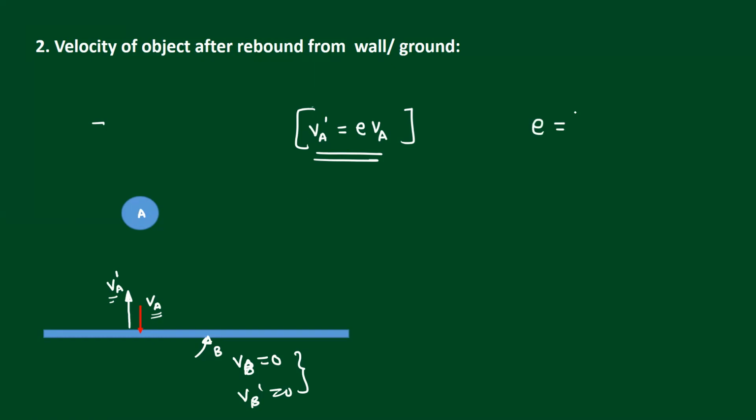The first equation is E is equal to (h dash upon h) raised to 1 upon 2n, so we can determine the height of an object after n number of bounces. And the second equation is Va dash is equal to E into V, so we can determine the velocity of any object on rebound from the wall or from the ground. So let's solve two problems on the special cases.